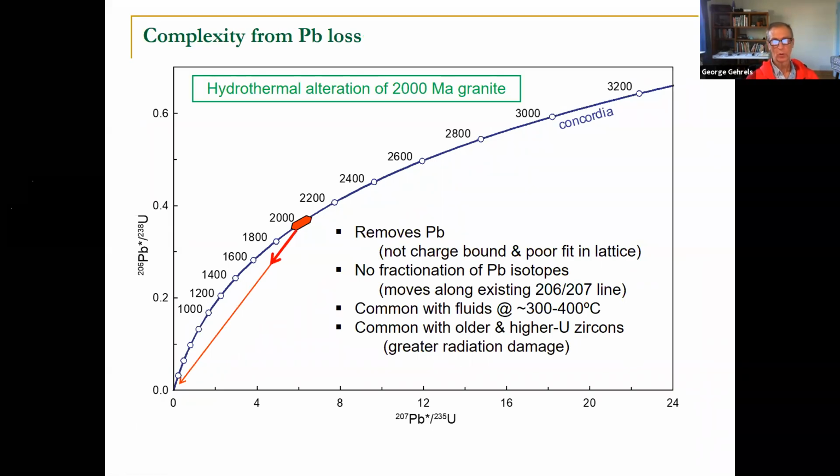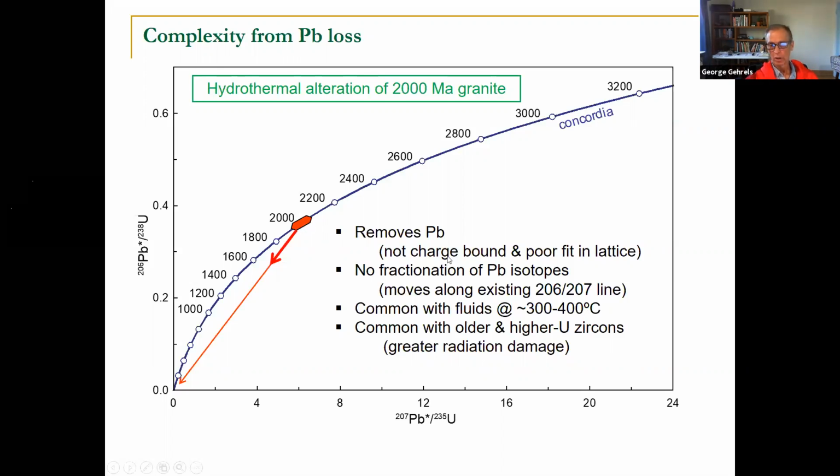And here's how the first one works. This is lead loss. Let's imagine that we're starting off right here at time 0. We grow a zircon crystal, we wait for 2 billion years, and that zircon crystal ends up out here. And now we're going to come along today and hit that zircon with some hydrothermal fluids. It turns out that the toughest temperature conditions for zircon are about 300, 400 degrees C, like greenschist facies. This is really effective at removing some of that lead.